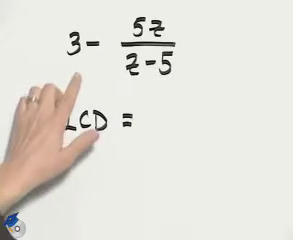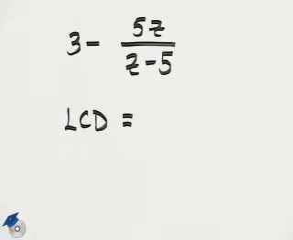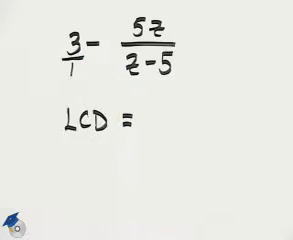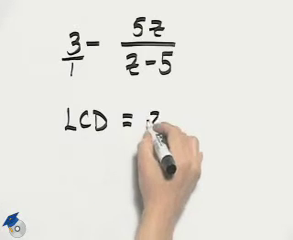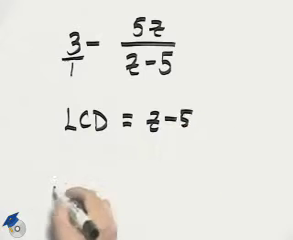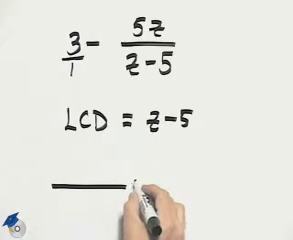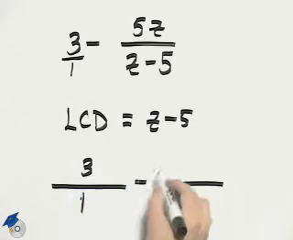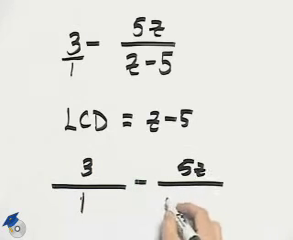The indicated operation in this problem is subtraction, so since we have fractions, we'll need to have a common denominator. You might recall that if a number is just a constant, you can write it over 1. So our least common denominator in this case is going to be z minus 5. We will use that information to help us rewrite these fractions appropriately.